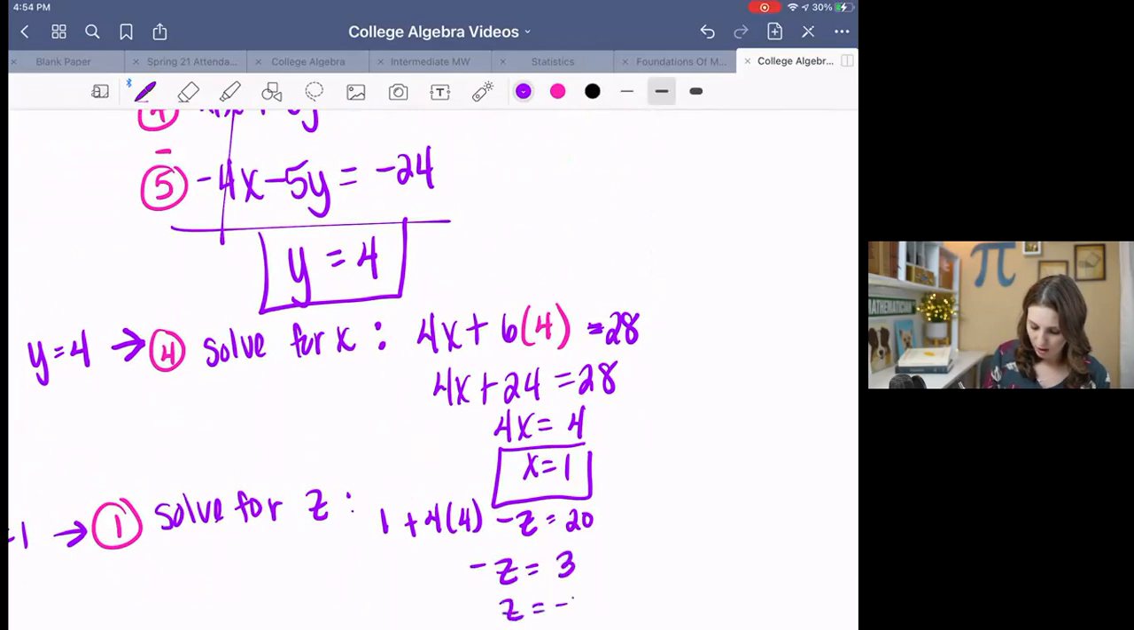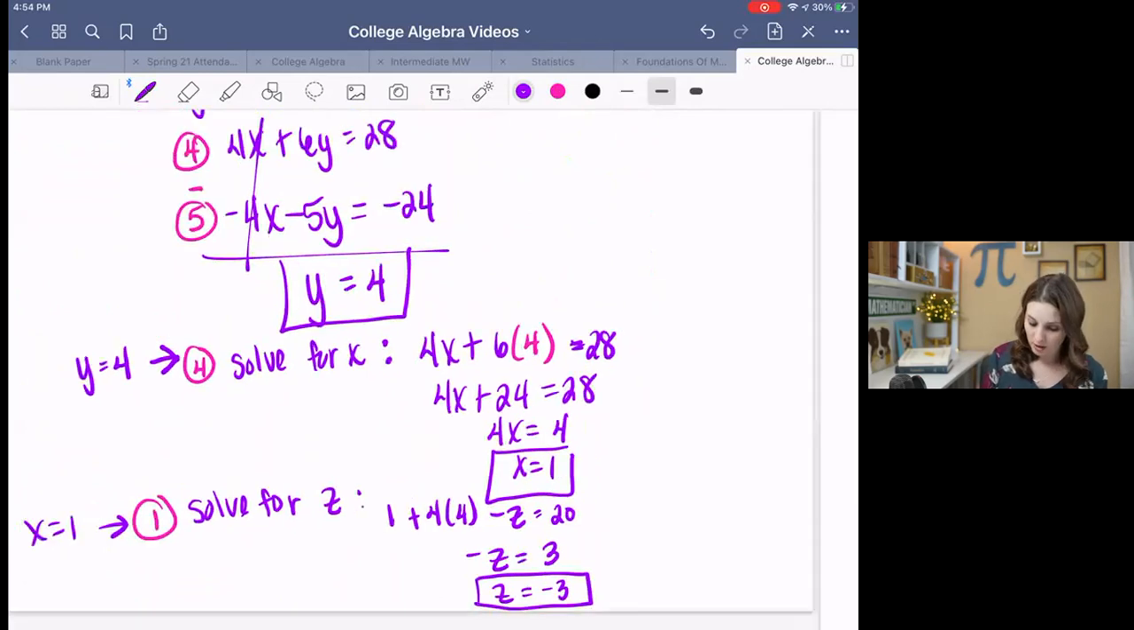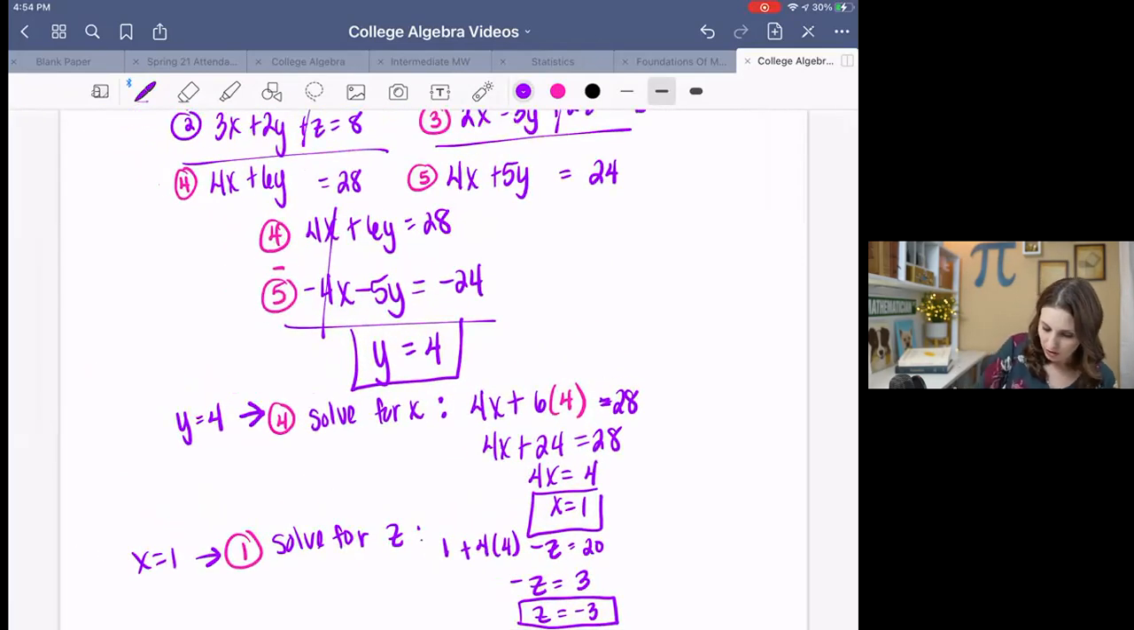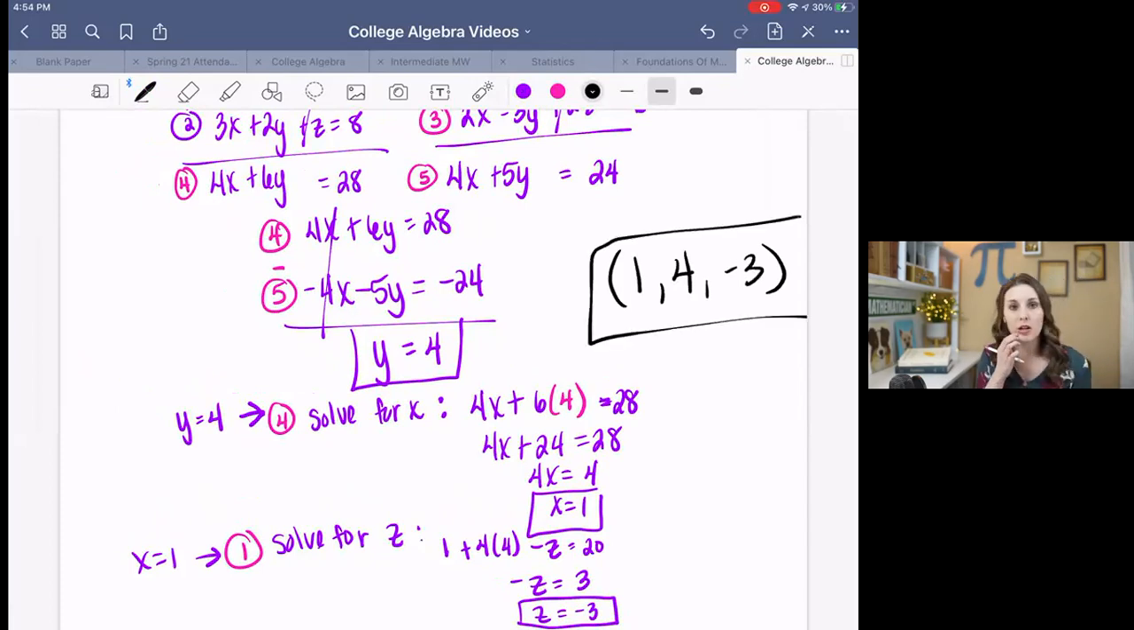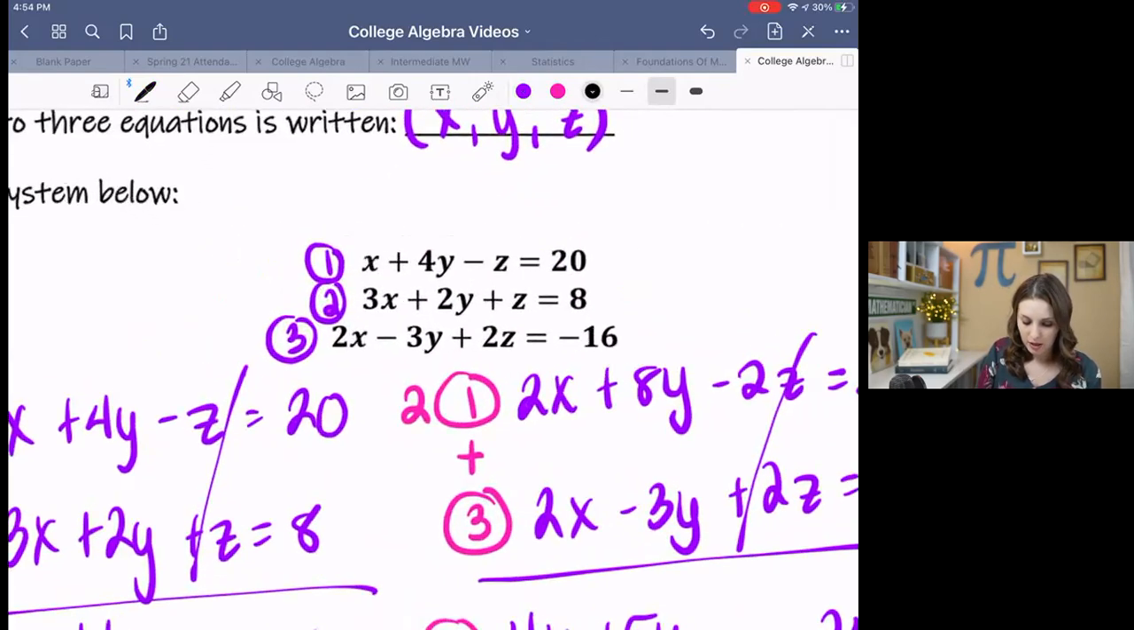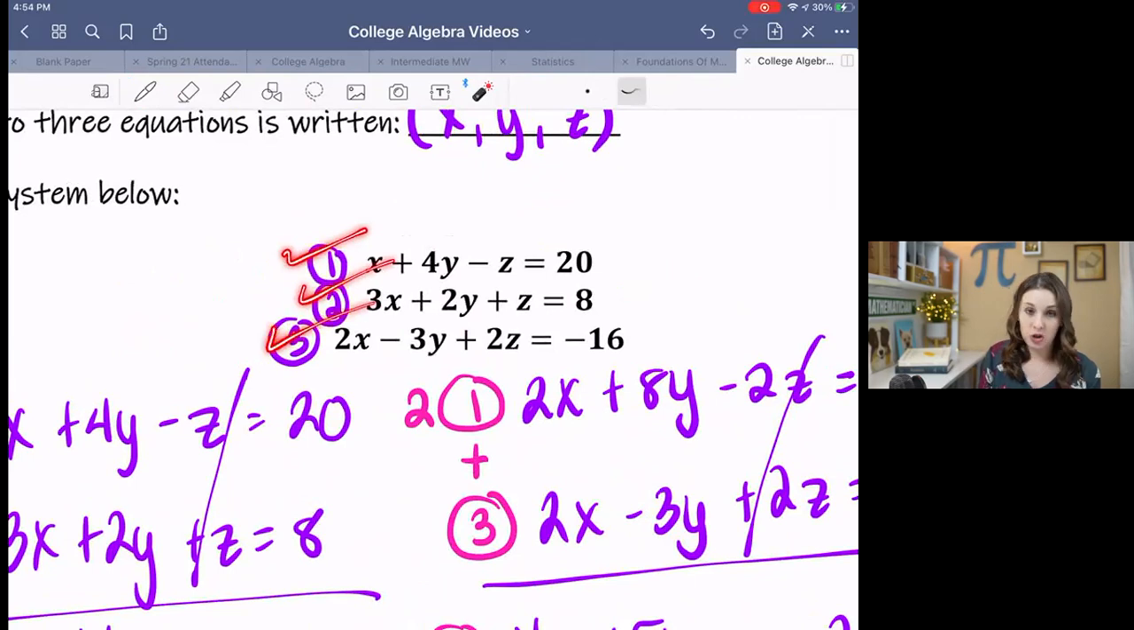Divide by negative 1. And dun, dun, dun, I've got all three coordinates of my solution to where these three lines intersect. So my answer is x, y, z. And just to check it, that point would have to fit every single equation. So you can plug it into every single equation, and if it fits every single equation, then we know that we got the right answer.